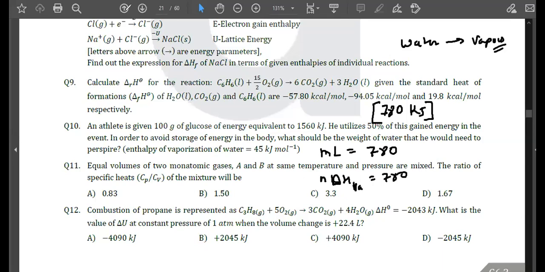Okay, everyone. So you have to find this n only. So first of all, n is equal to 780 by 45. Yes or no? So this is your number of moles, and weight is number of moles into molecular weight, which is 18. So this should be your weight. Got it, everyone?